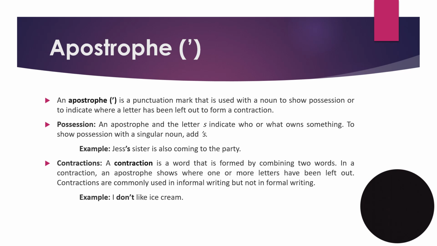Contractions. A contraction is a word that is formed by combining two words. In a contraction, an apostrophe shows where one or more letters have been left out. Contractions are commonly used in informal writing, but not in formal writing. For example, I don't like ice cream.